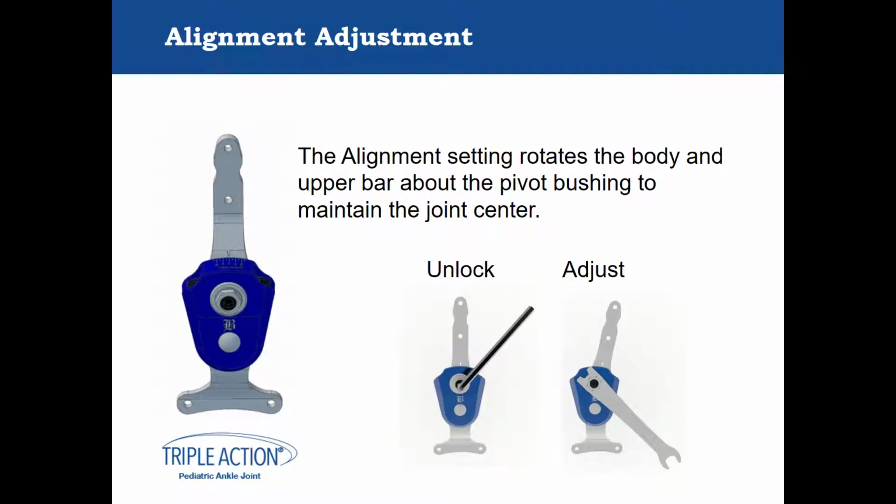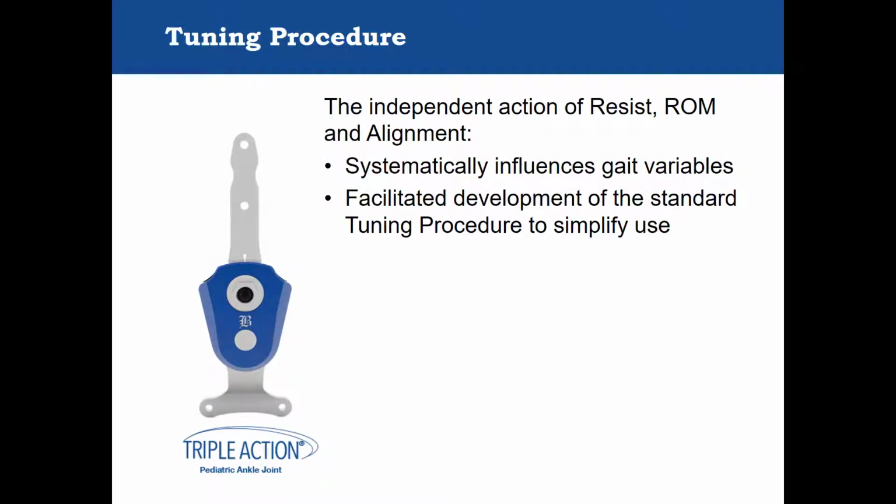The alignment setting rotates the component body about the pivot bushing, maintaining the joint center as the component articulates. The alignment feature is unlocked by loosening the central locking screw and adjusted by rotating the outer hex. The independent action of resistance, range of motion, and alignment have been shown to systematically influence gait in biomechanical studies. The effect of these component settings may also depend upon the nature of biomechanical deficits.